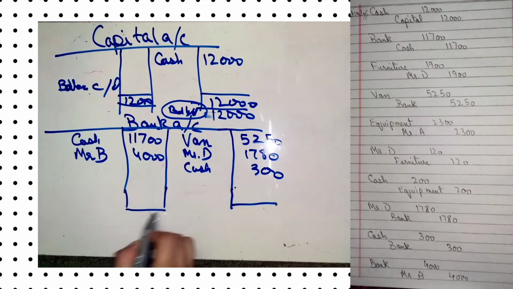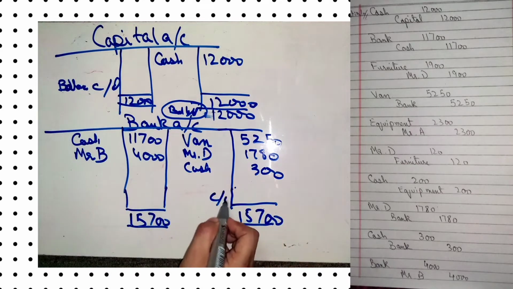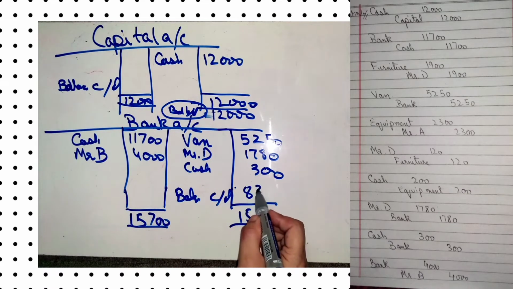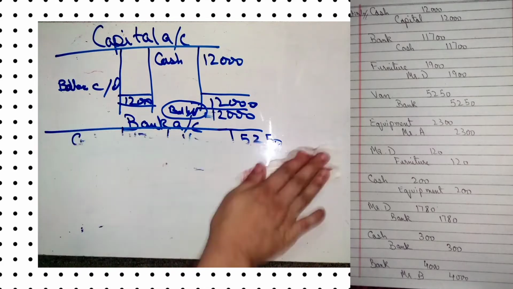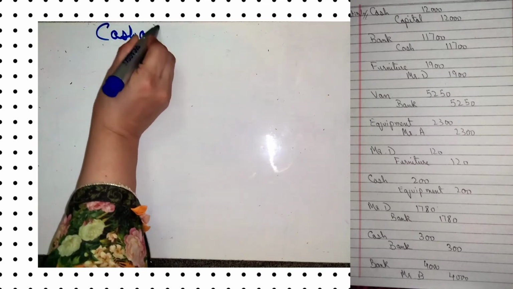Now we will write down the grand total first, then the balance carried down. Balance carried down is 8,370 and brought down is 8,370, and this is going to be written in the trial balance on the debit side. Since it is on the debit side, we will write it on the debit side in the trial balance as well.